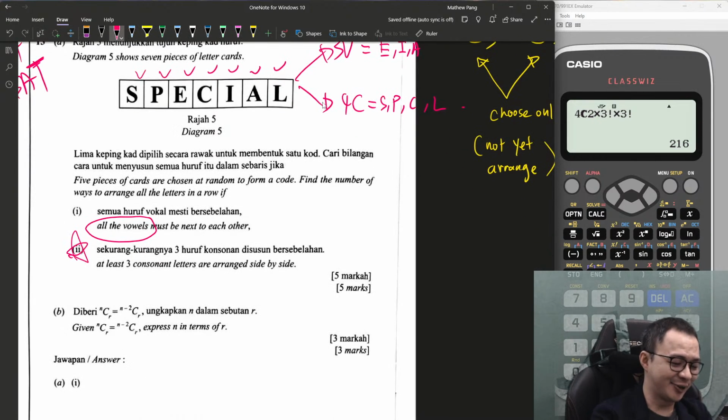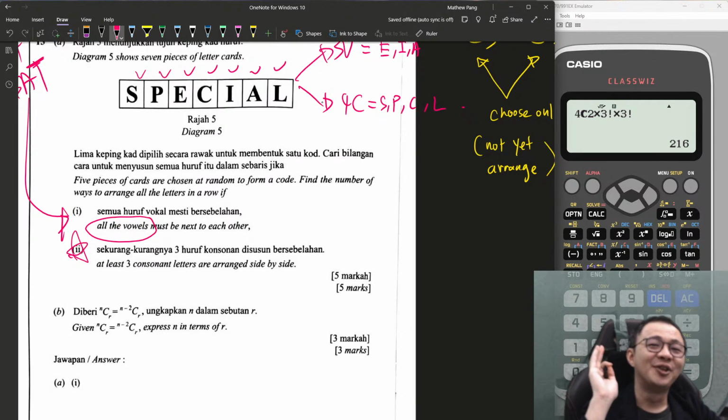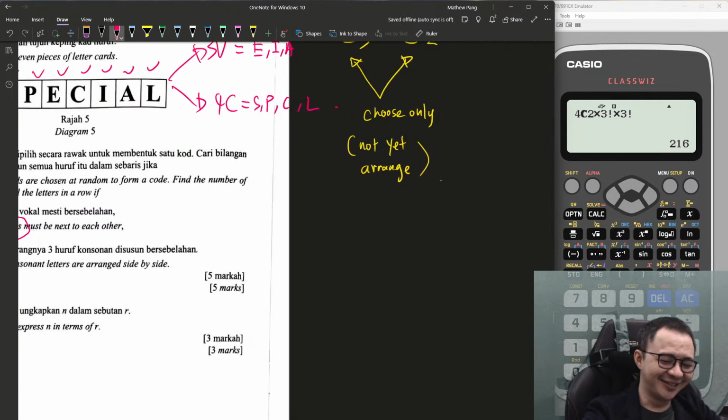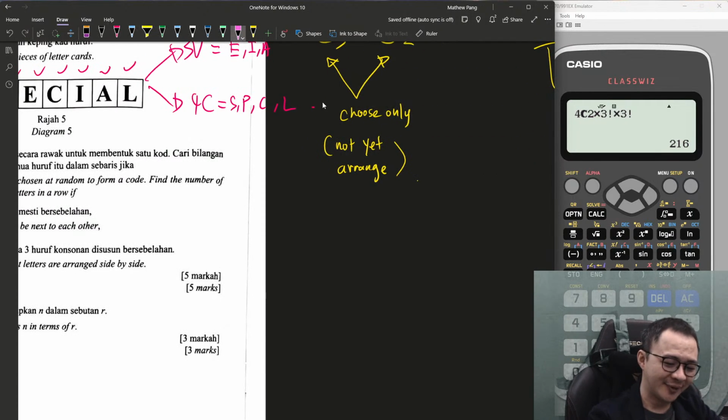Yeah, this one is where is the K bar go? At least 3 consonant letters are arranged side by side. Okay, at least 3. That means I can have 3 consonant arranged side by side, or 4 consonant arranged side by side. Or I take 4 consonant, got 1 card I don't want to arrange side by side. So this is a bit crazy. Okay, come. We'll separate them into 2 cases.